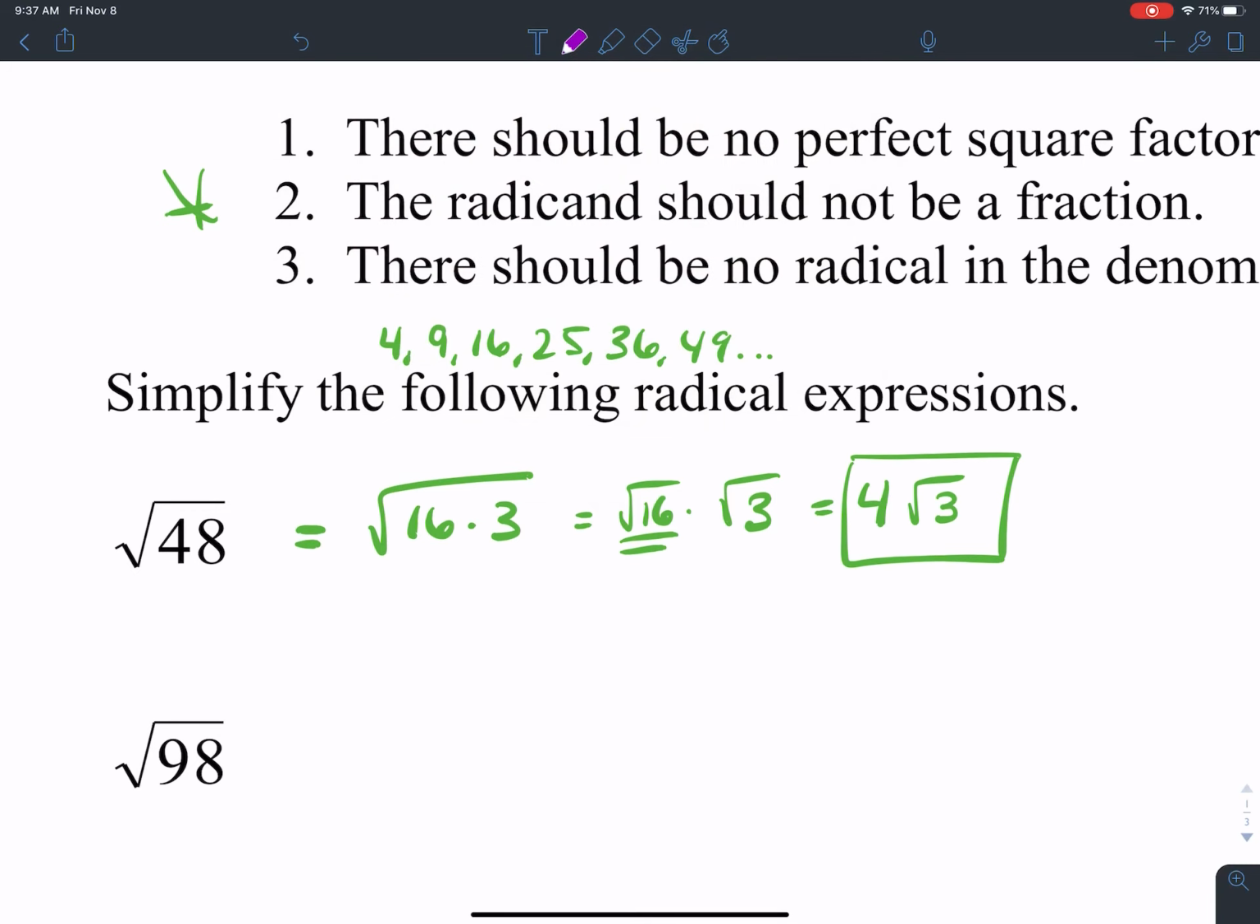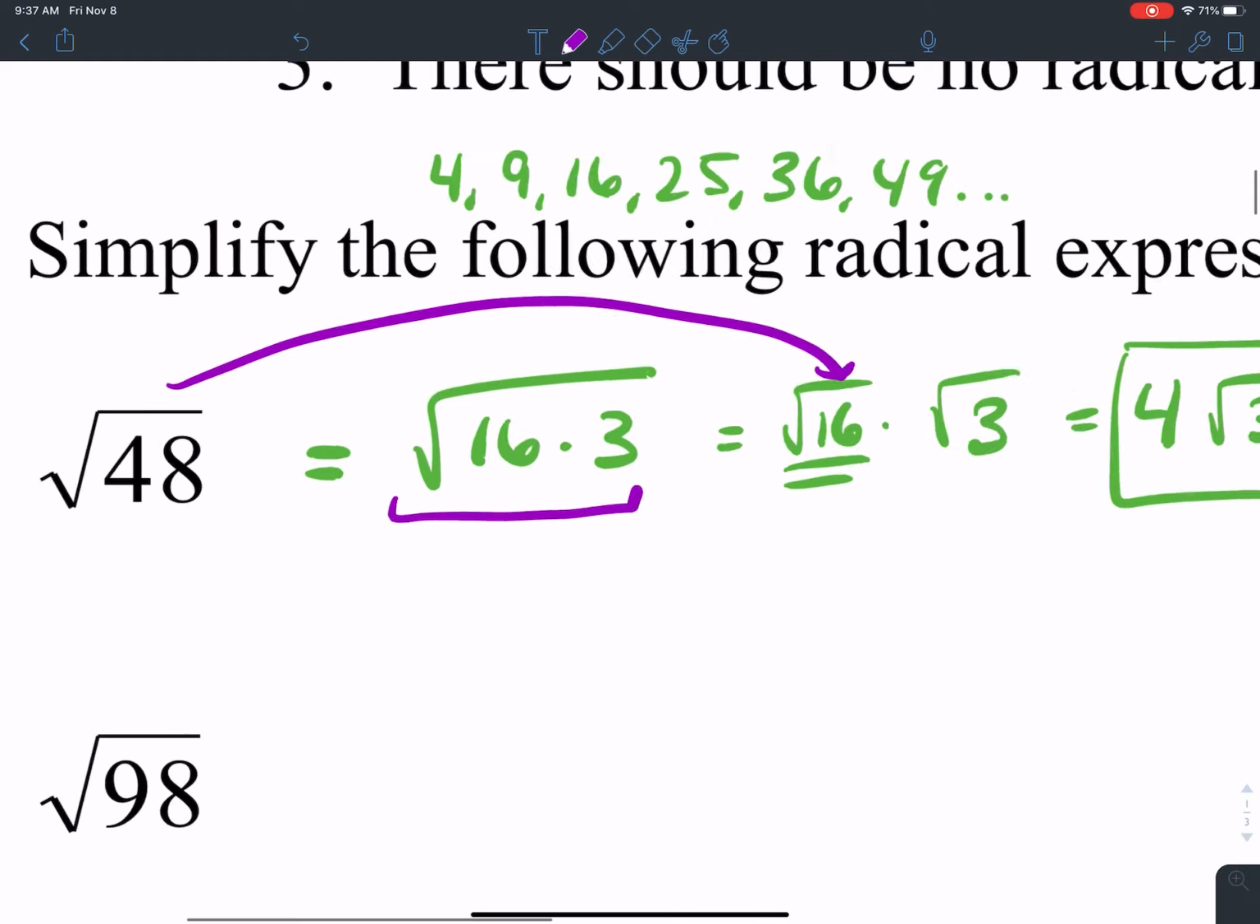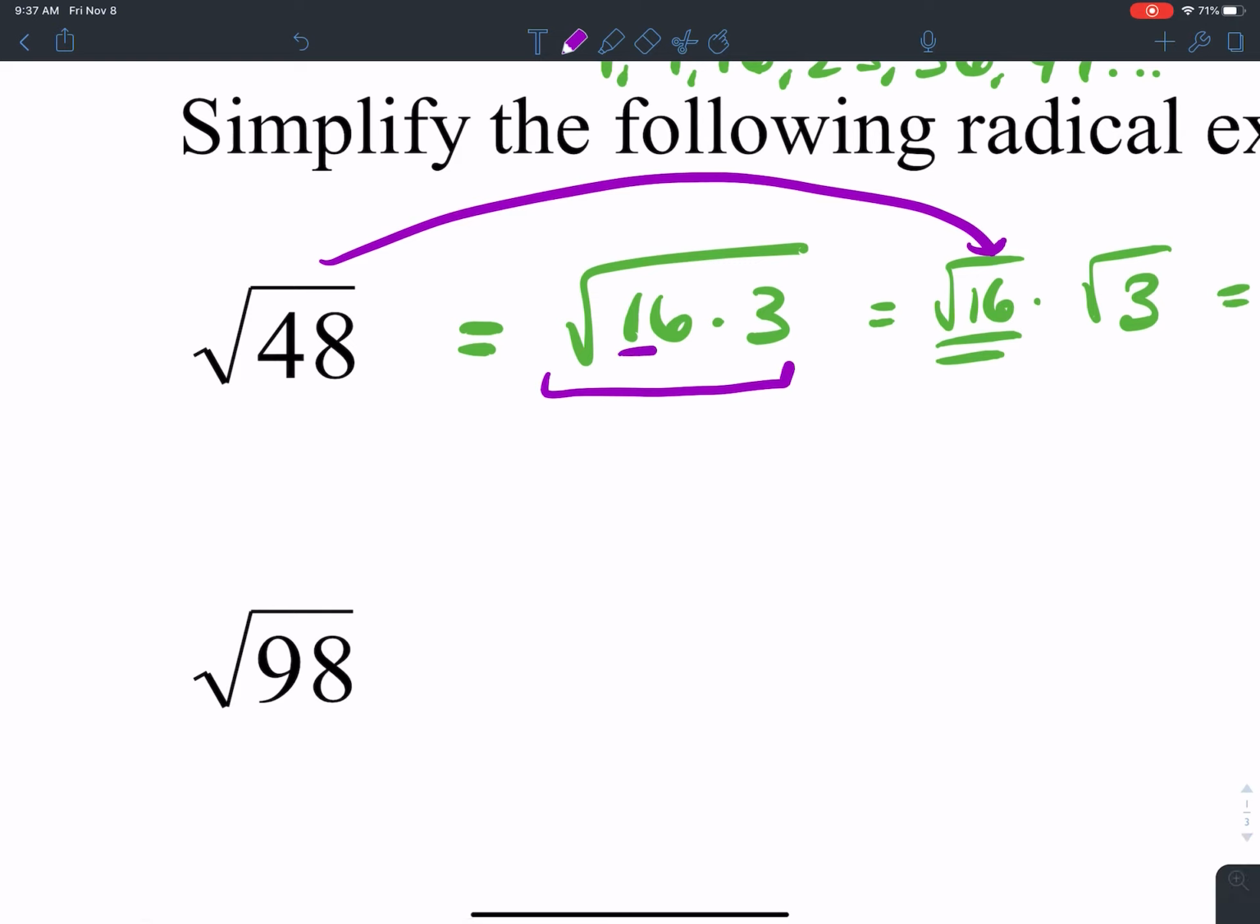There's a few things going on that I'd also comment here. We don't always show this step. It's very common just to jump to that step, which is fine. And the last thing that I would say here is we always look for the biggest perfect square factor. But if you can't find the biggest perfect square factor, it's okay just to do any perfect square factor. So for example, if I didn't know that 16 times 3 was 48, I could have done 4 times 12, and then I would have split that into root 4 and root 12 using the product rule.